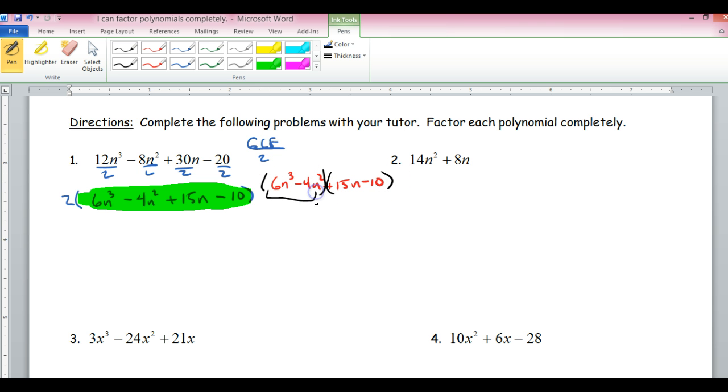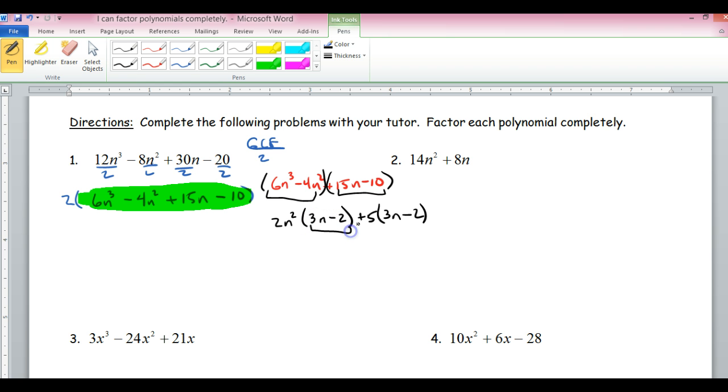Now I look for a GCF here. That would be 2n squared. Okay, when I divide each term by that, I get 3n minus 2. Now here, when I look at these 2 terms, what would the GCF be? Well, the largest number that goes into 15 and 10 is positive 5. And then only one of the terms has an n, so I cannot factor that out. So I look at the remaining polynomial. When I divide by 5, 15 divided by 5 is 3n, minus 10 divided by 5 is 2.